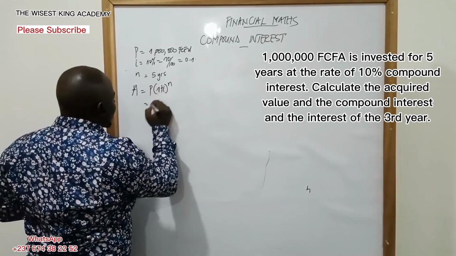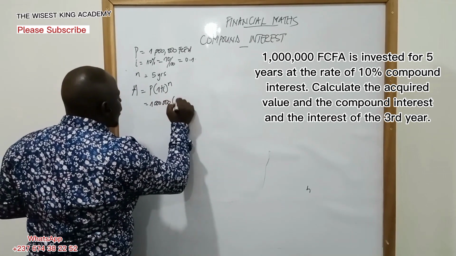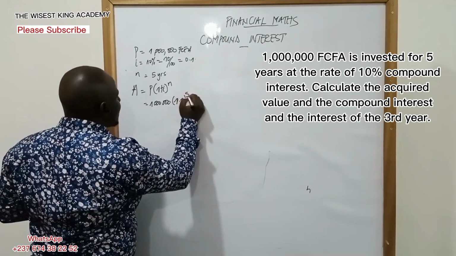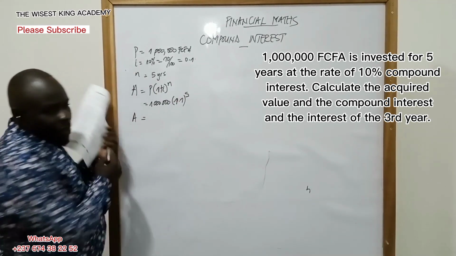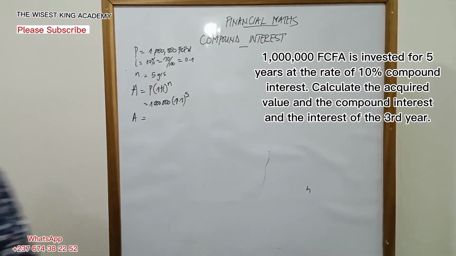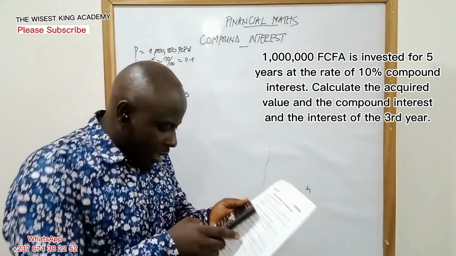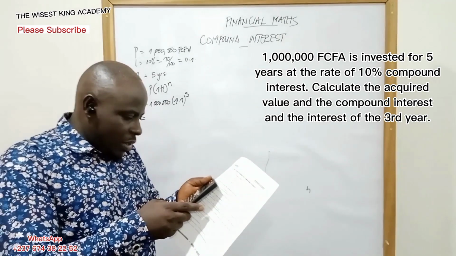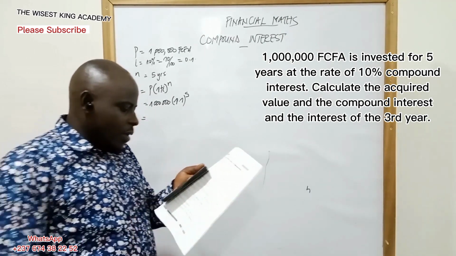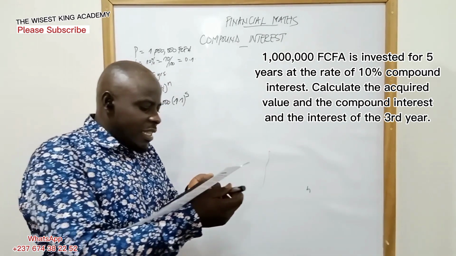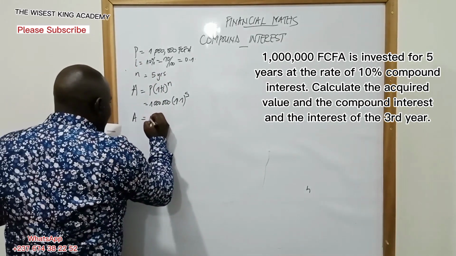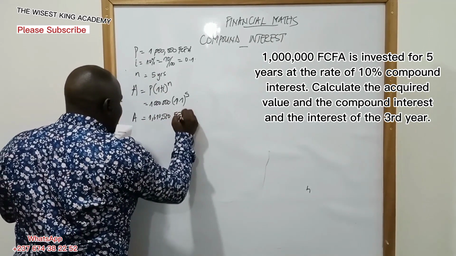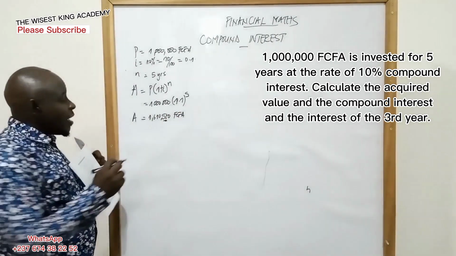Do I know P? Oh, yes. 1 million into 1 plus 0.1, which is 1.1, raised to the power 5. How does this go? Calculator. So you punch 1.1 raised to the power 5 equals, times 1 million. 1,610,510 francs CFA. This is the acquired value.